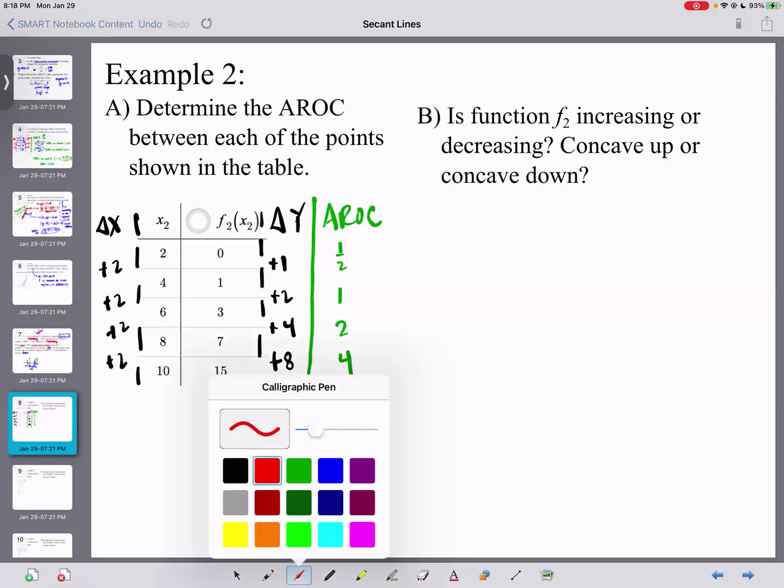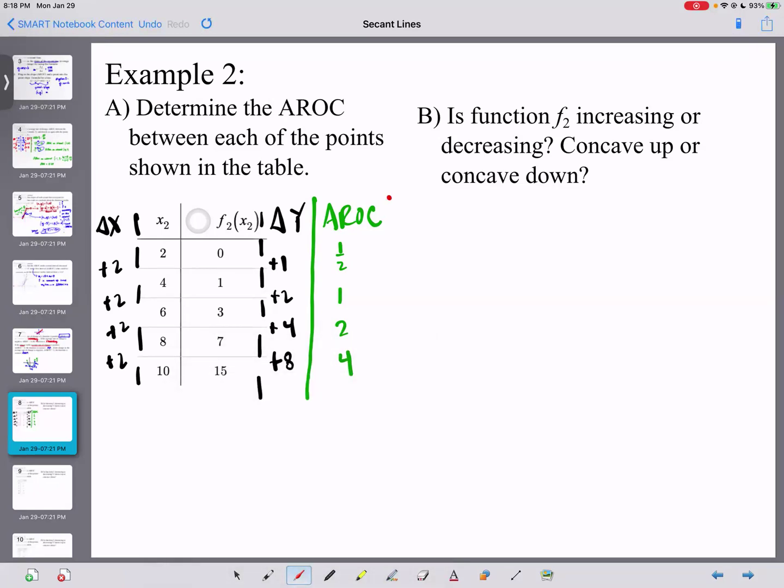If I wanted to go further and talk about delta A rock, I see I go from 1/2 to 1. That's an increase of 1/2. Then I go from 1 to 2. That's an increase of 1. And then I go from 2 to 4. That's an increase of 2.